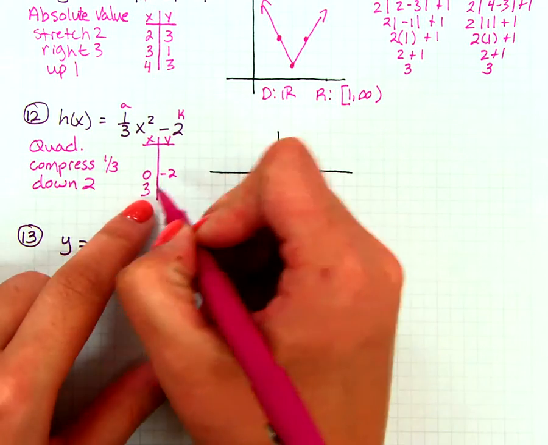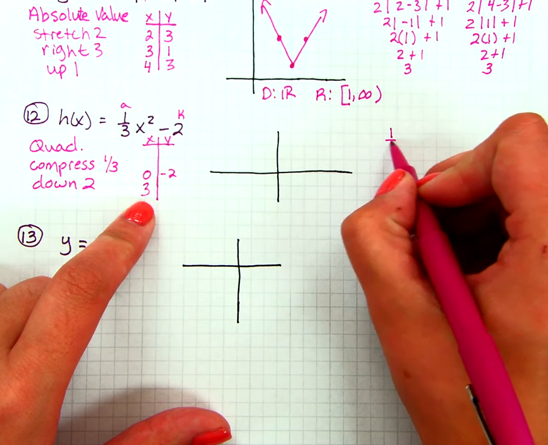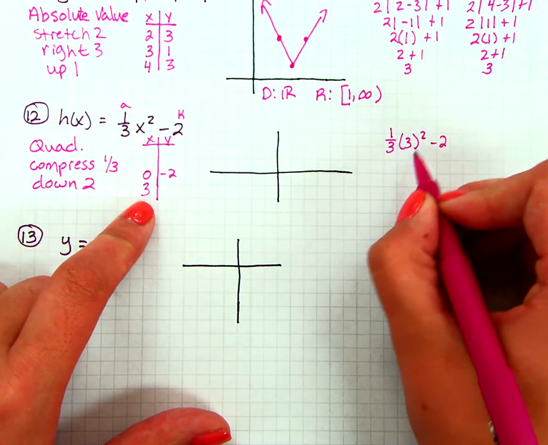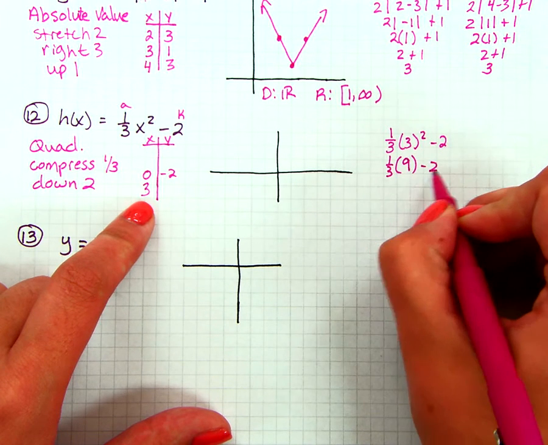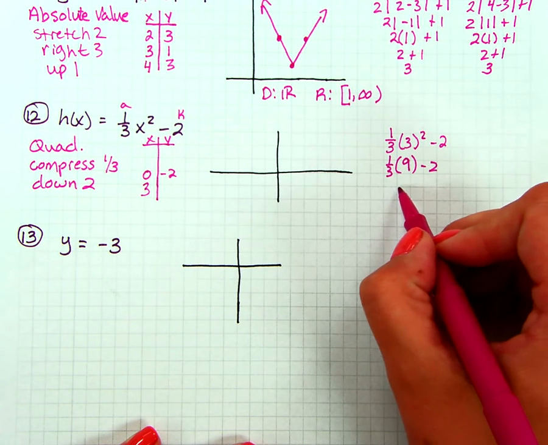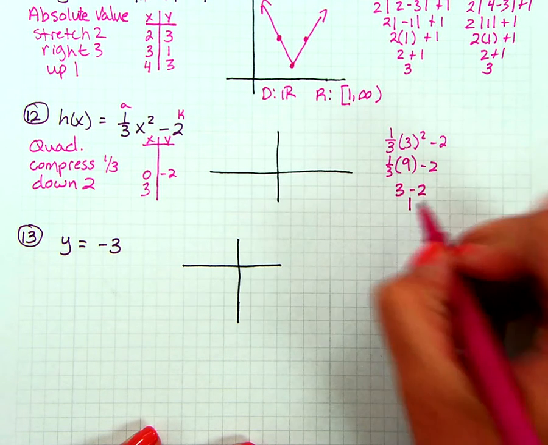So by choosing 3, if we go over here to do our side work, we would have 1/3 times 3 squared minus 2. So 3 squared would be 9. And then we're taking that times 1/3. So 1/3 of 9, dividing by 3, is going to give us 3. So now we have a nice whole number to work with when we're graphing.